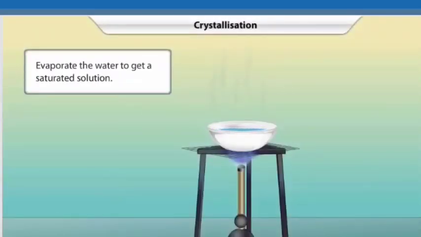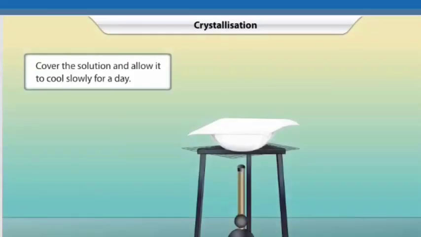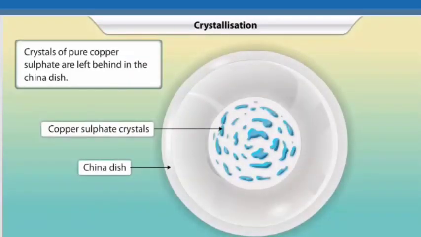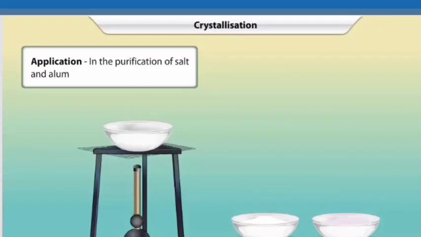Evaporate the water in a china dish to get a saturated solution. Cover the solution in the dish and allow it to cool slowly for a day. Crystals of pure copper sulfate are left behind in the china dish. Crystallization is used in the purification of salt and alum.